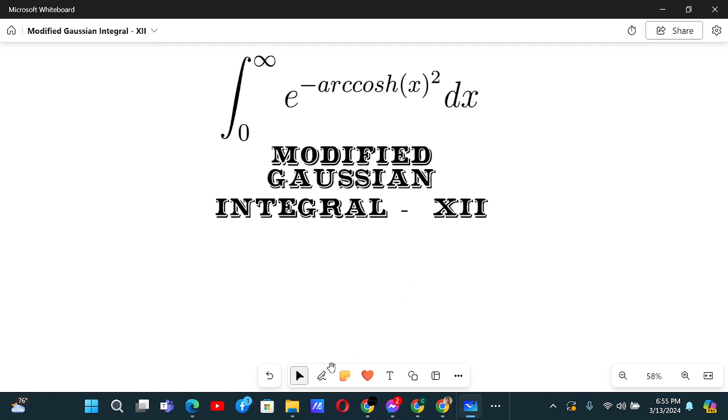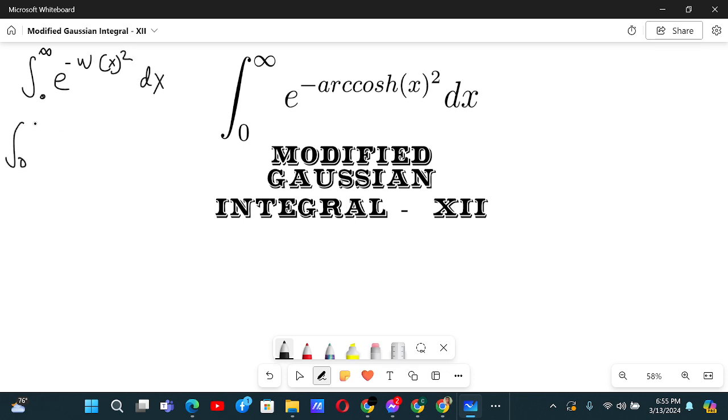Modified Gaussian integral XII. This is the 12th video in the series on modified Gaussian integrals. Before this, we have solved problems like the integral from 0 to infinity of e to the power minus lambda times w of x whole squared dx, or let's say replace this by ln of x. Also the integral from 0 to infinity of e to the power minus sinh inverse x dx, and many more. You can check these videos on the playlist linked in the description, or I will also attach it over here. Fine. Now let's move on to this problem.